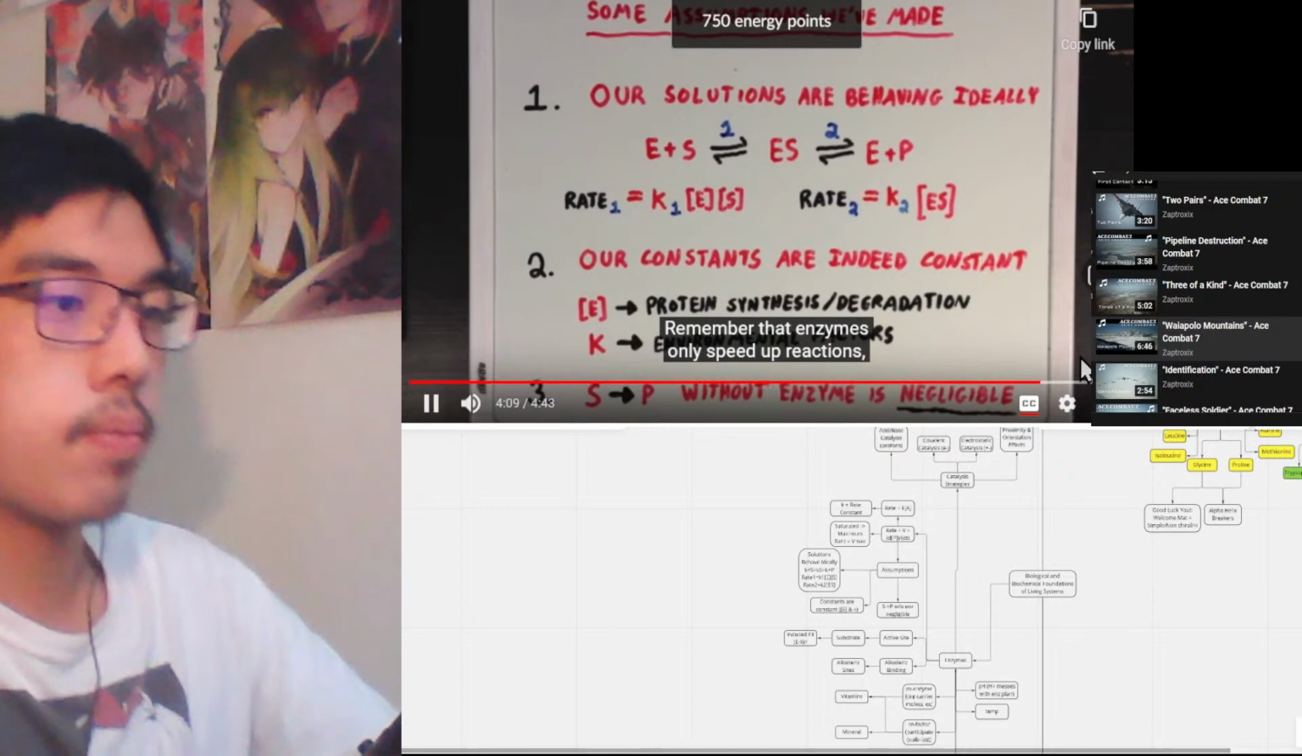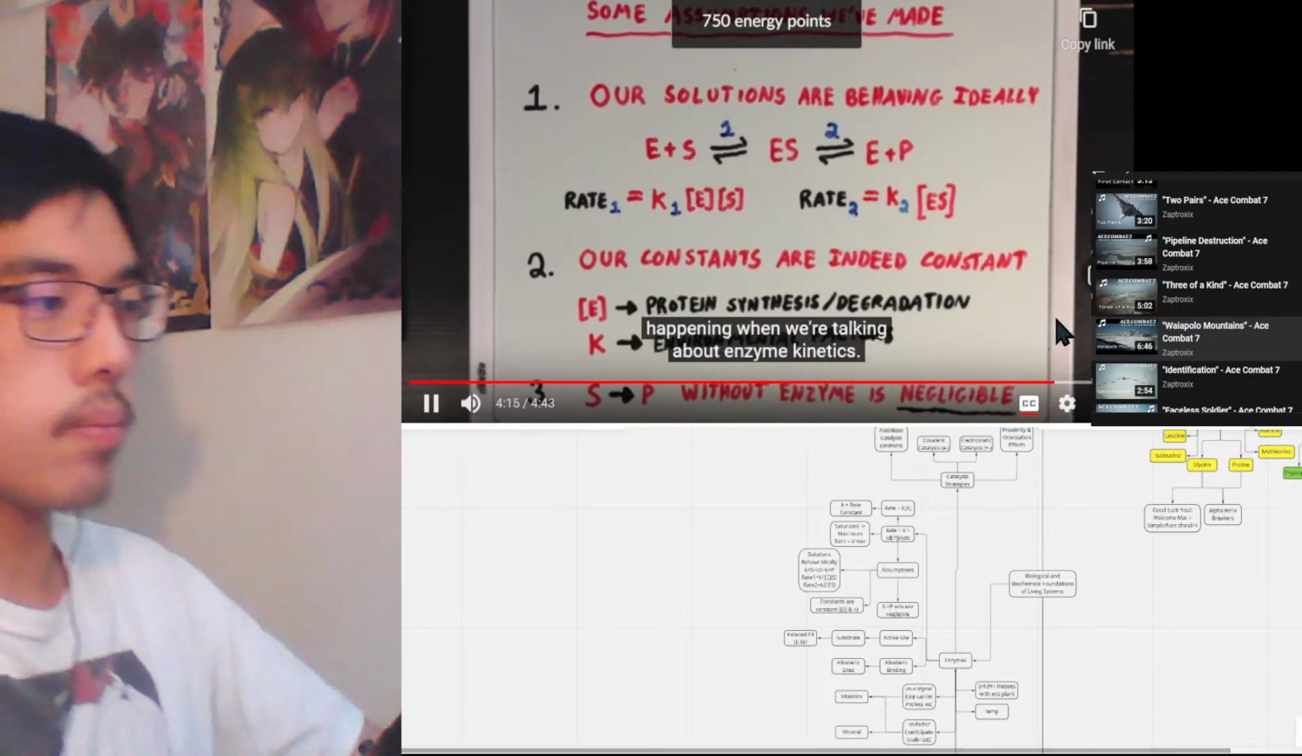Remember that enzymes only speed up reactions, so while it's possible for the substrate to form product without enzyme, we're going to assume that it's not really happening when we're talking about enzyme kinetics.